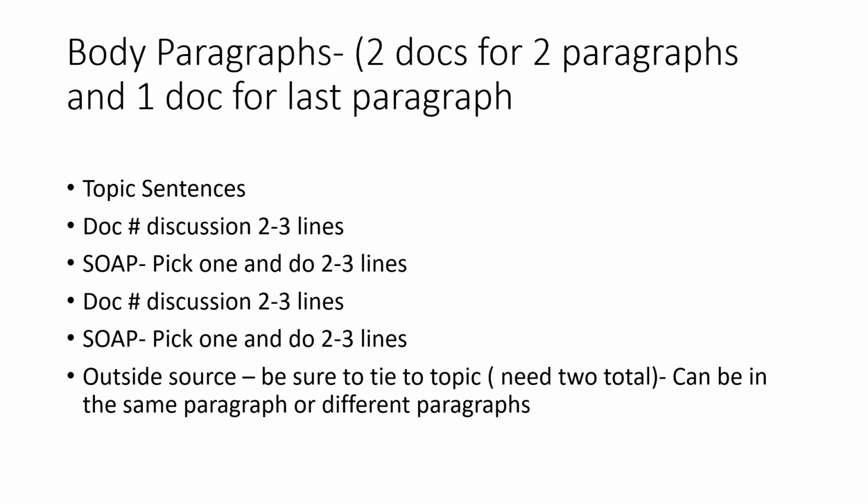Okay. Then you would do your document 3, 2 to 3 lines, your SOAPs. Let's say you did audience, boom, boom, boom. Move on to the next body paragraph. So each body paragraph is exactly the same structure. Topic sentence, document discussion, SOAPs, document discussion, SOAPs, and then you insert your outside source wherever you need it. Remember, you only need 2. So you put them wherever you need them, but you're not going to have them after every single document. So for every document, you do discussion and SOAPs.